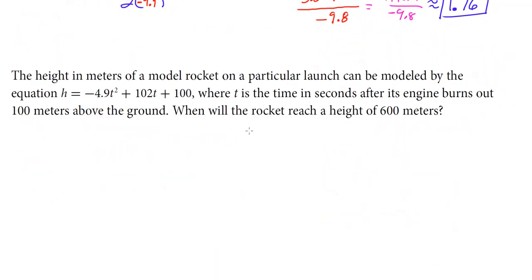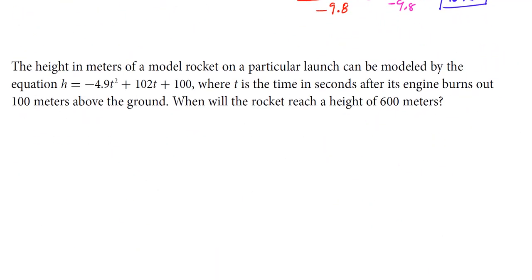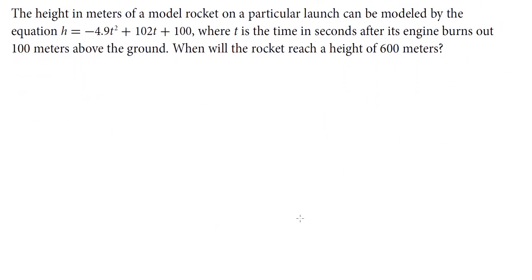All right, next example. It says here, the height in meters of a model rocket on a particular launch can be modeled by the equation h equals negative 4.9 t squared plus 102t plus 100, where t is the time in seconds after the engine burns out 100 meters above the ground. When will the rocket reach a height of 600 meters?